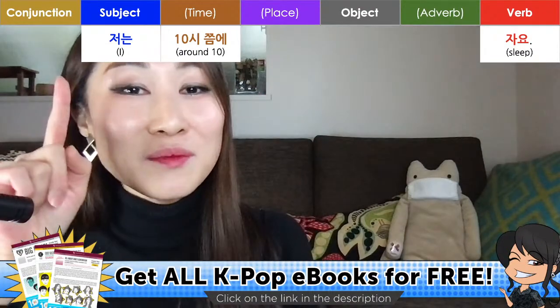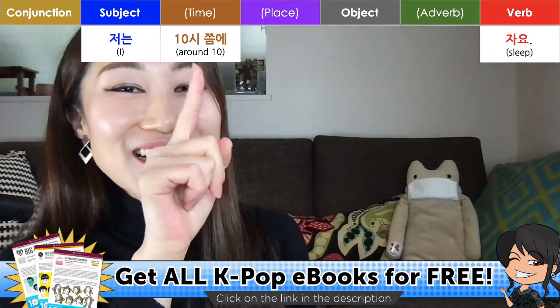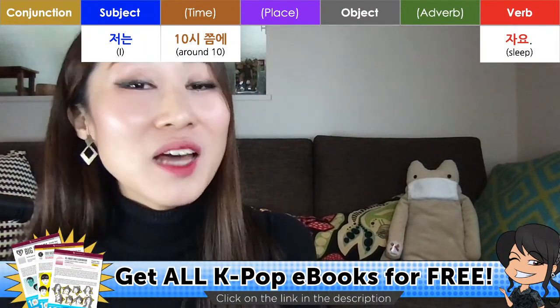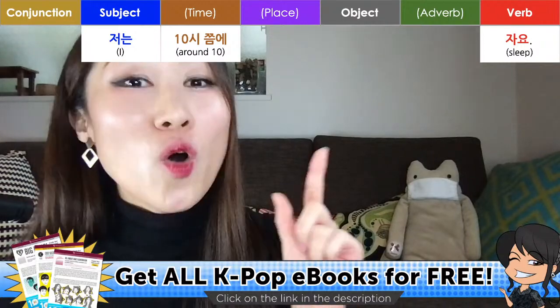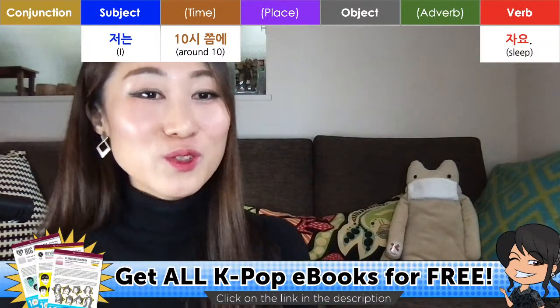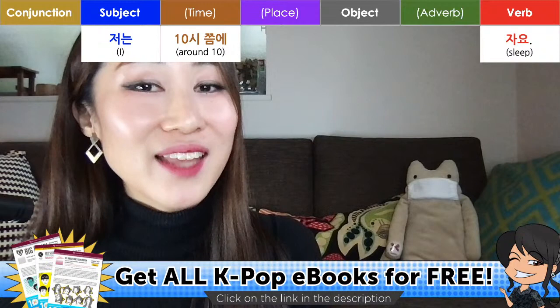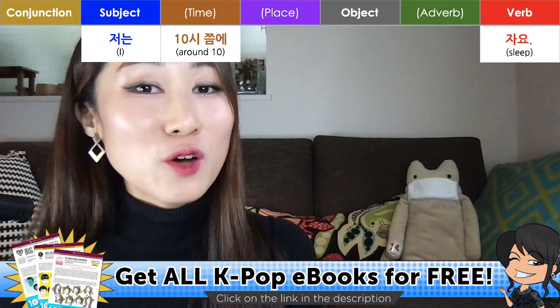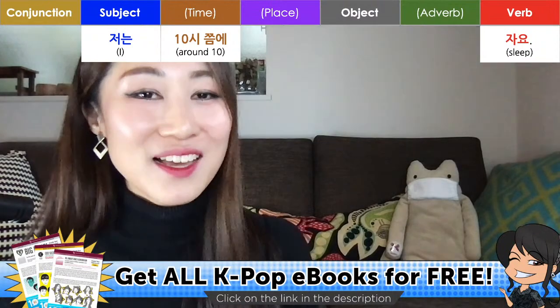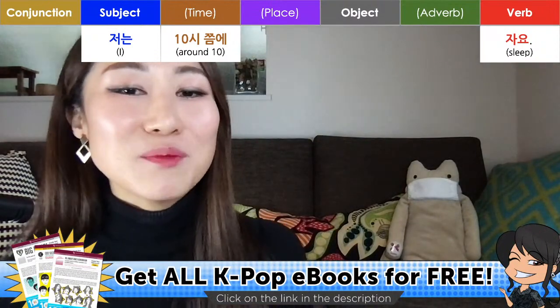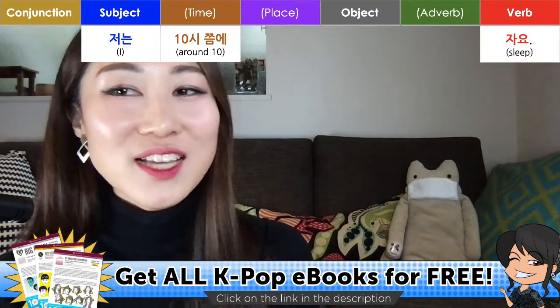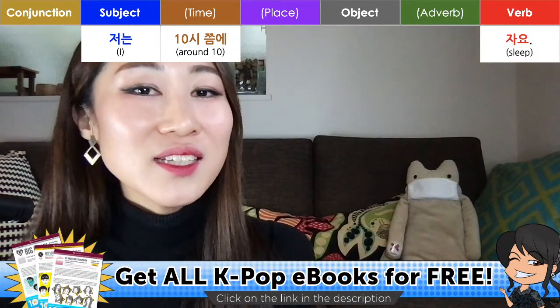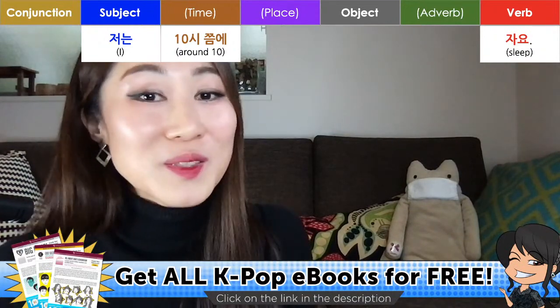Do you see 쯤 here? 쯤 means around. So 쯤 means around and 에 is a particle for time. So 10시쯤에 means around 10. 저는 10시쯤에 자요. It means I sleep around 10. I go to bed around 10.